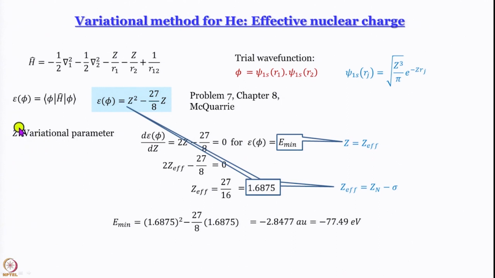So, what we do is we minimize epsilon with respect to Z, and at the minimum value of it we say that Z is equal to Z effective. So, Z effective turns out to be 1.6875, and hence one can calculate sigma, and E min turns out to be minus 77.49 electron volt, which is close to the actual value, but well, not close enough. If it was close enough, then we could have closed the discussion right here.